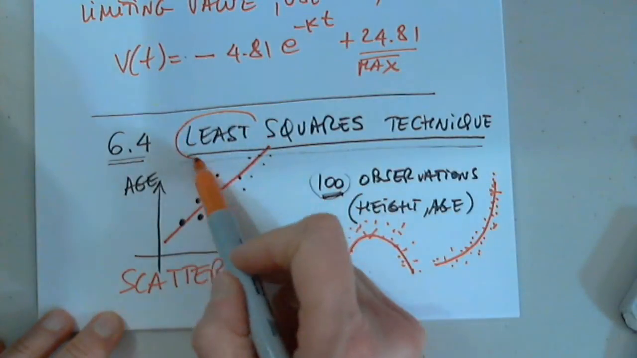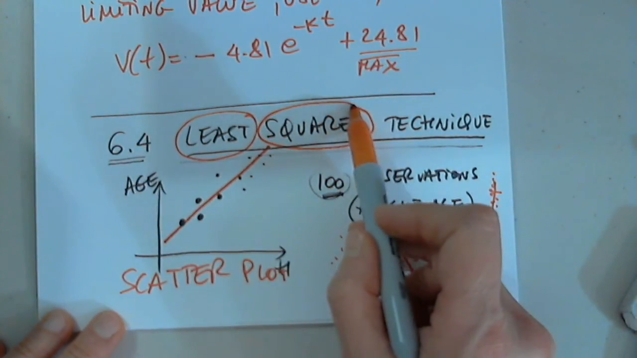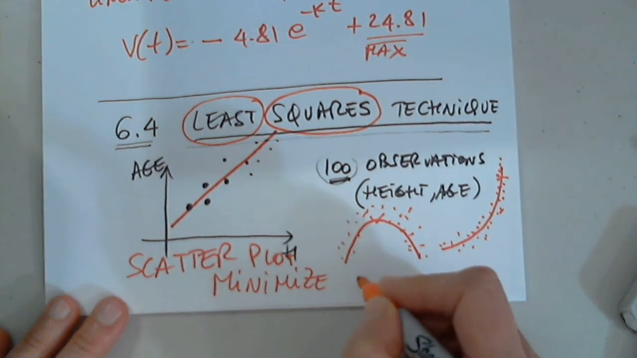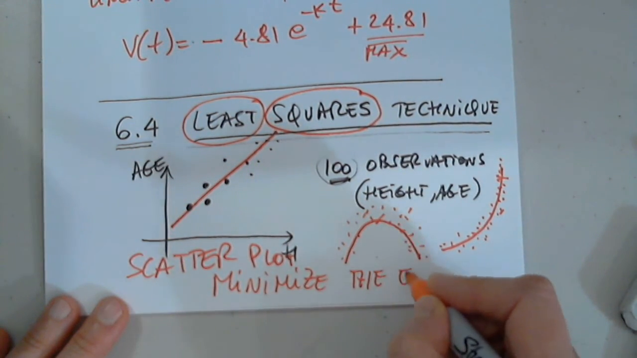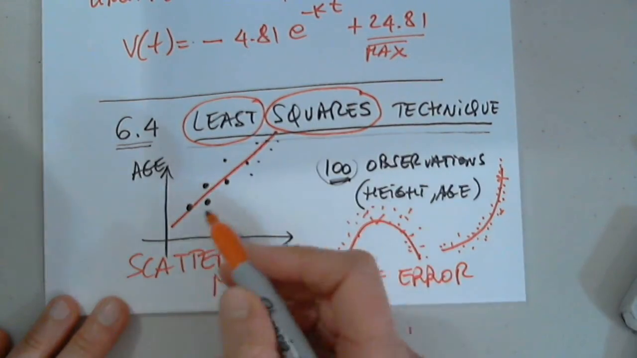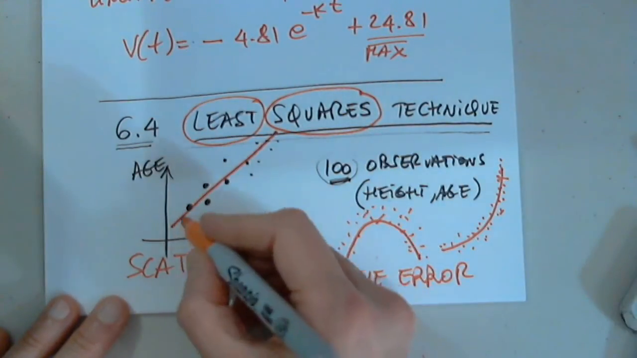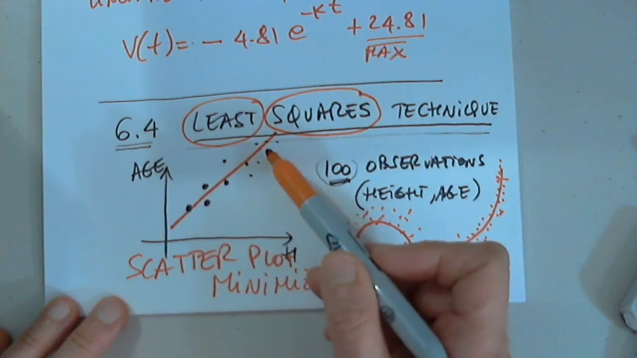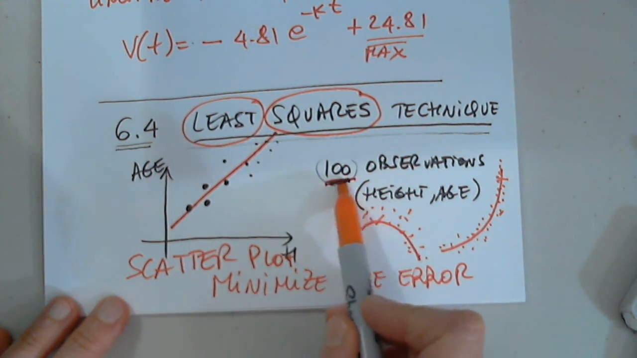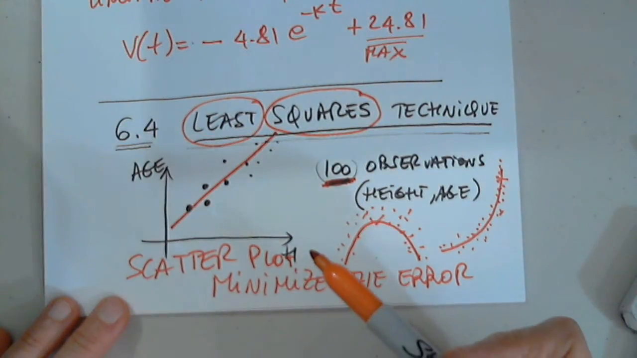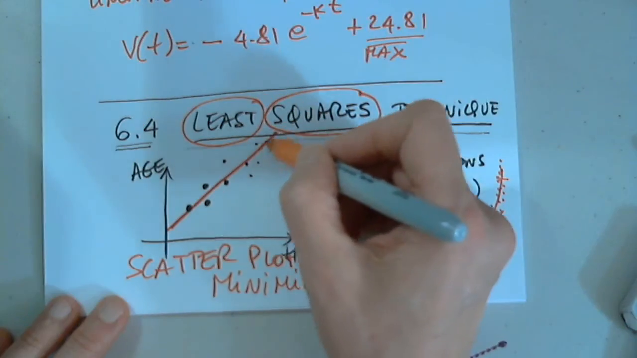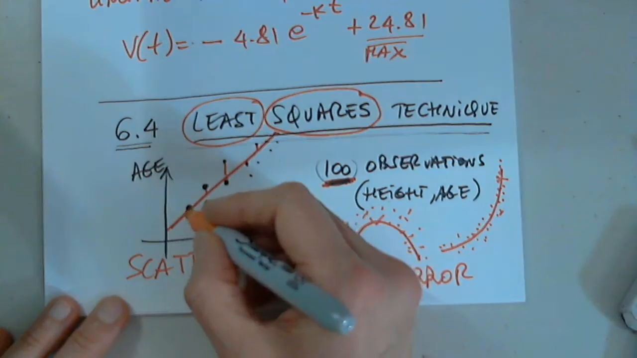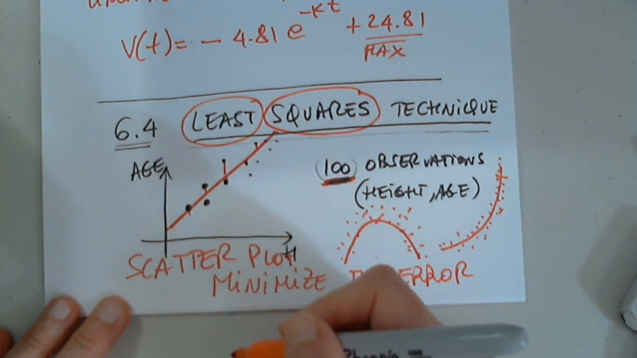But what is the idea of the least squares technique? To minimize the error in the model. There is a lot of error. It doesn't pass through any of the points. Maybe one, maybe two. I doubt that it will pass through any. But this line has the least errors, the least distances to the line.